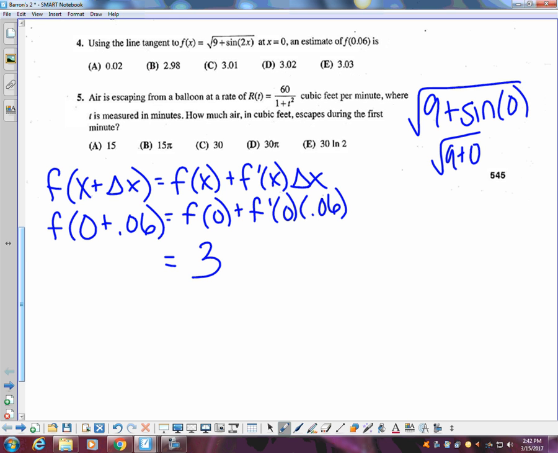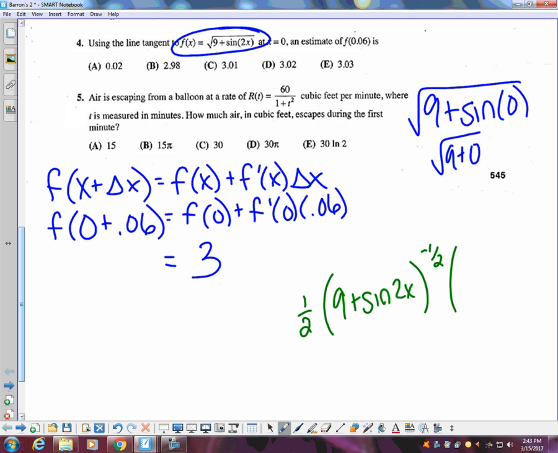Now this is usually the messy part. I have to take my original function and find its derivative. Pretend that's all to the 1/2, so we're going to use the power rule with a chain rule. Do you see the two chains? So what do we have? What's out front? 1/2 times 9 plus sine 2x to the negative 1/2, times the derivative of the inside.